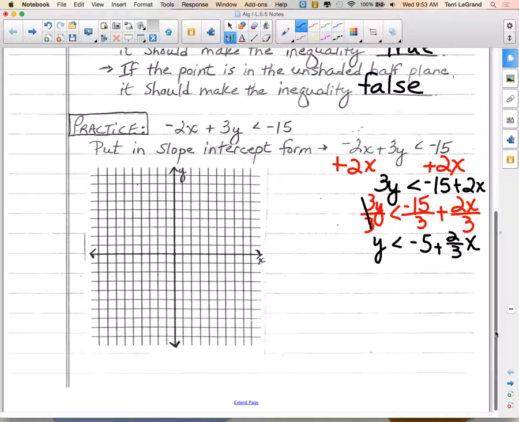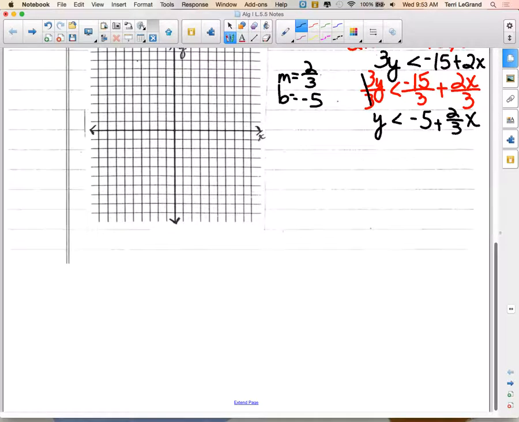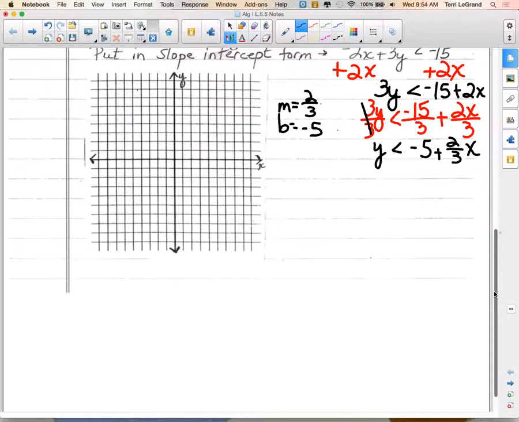We are now ready to graph our boundary line. We are going to come over here and say that m equals and b equals. What's our slope of this boundary line? 2/3. And its y-intercept is negative 5. Okay, so go put some points on your graph.